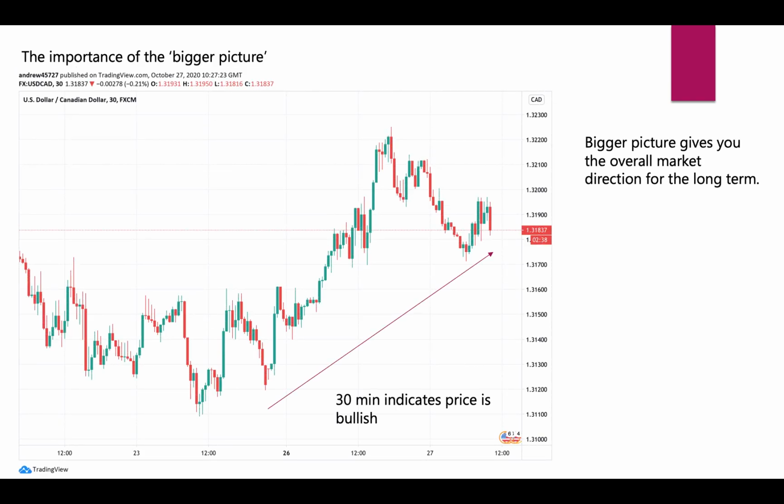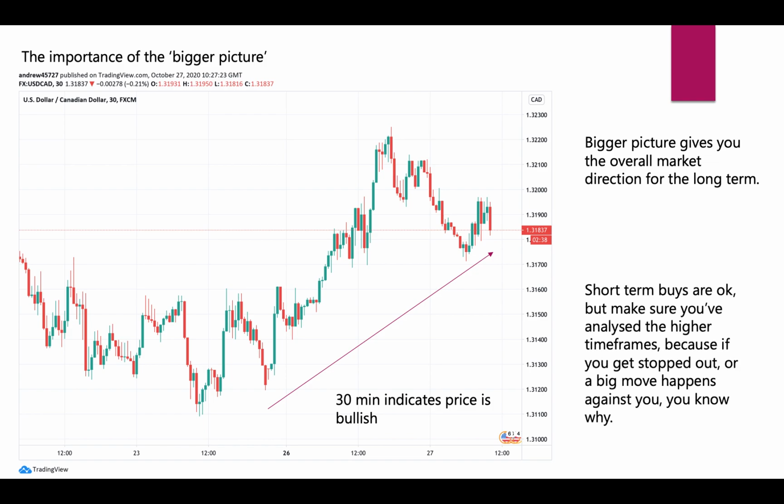So remember, that bigger picture gives you the overall market direction for the long term. Always remember that. Don't get me wrong, I'm not saying don't buy after seeing this 30-minute time frame. I'm just saying, make sure you look at the higher time frames, because if you do get stopped out, or a massive move happens against you, you know why. You're not confused as to why.